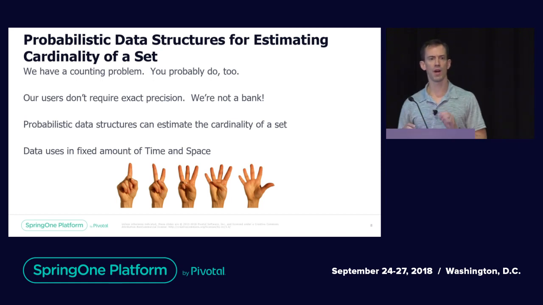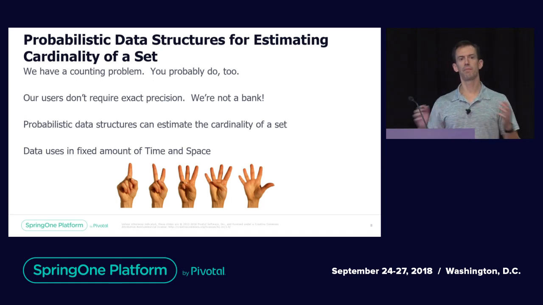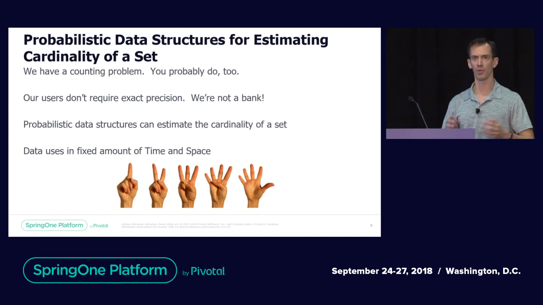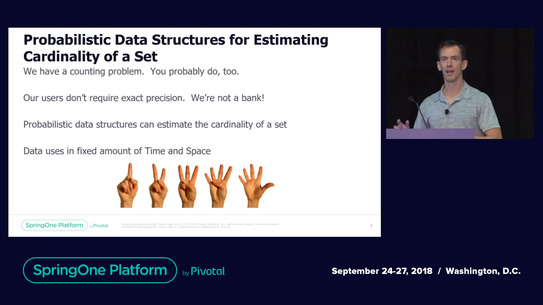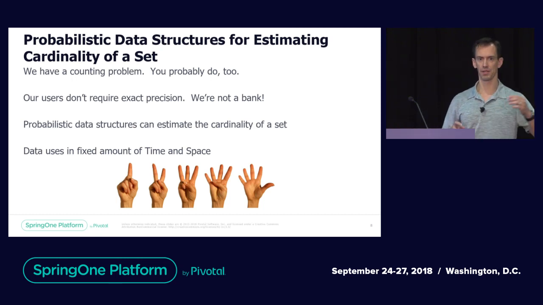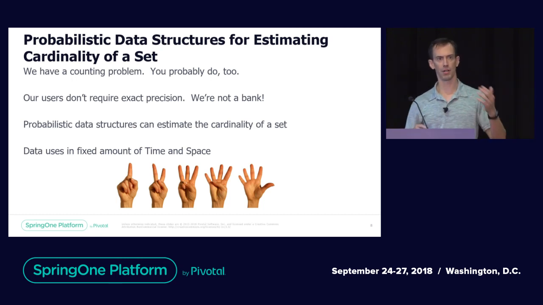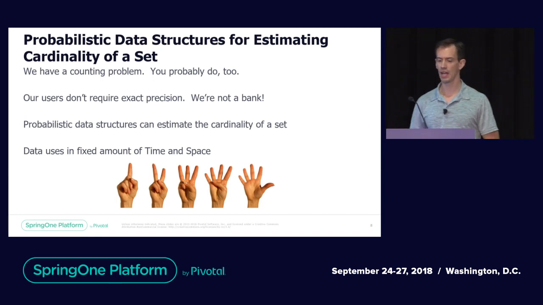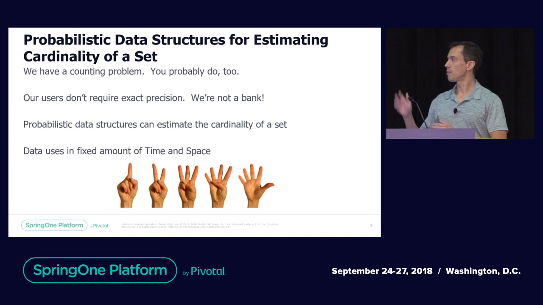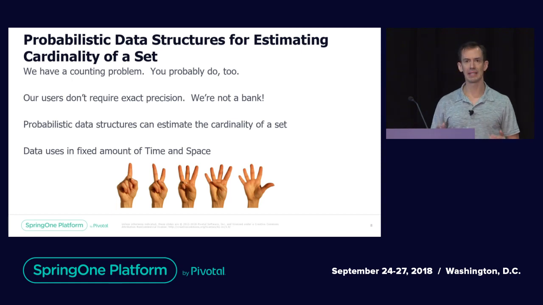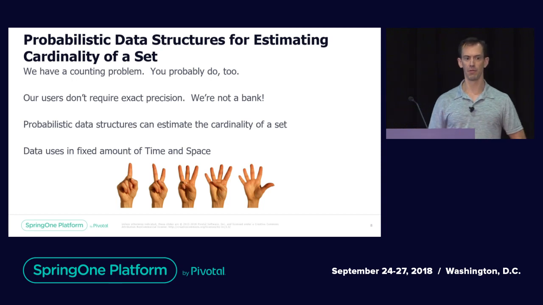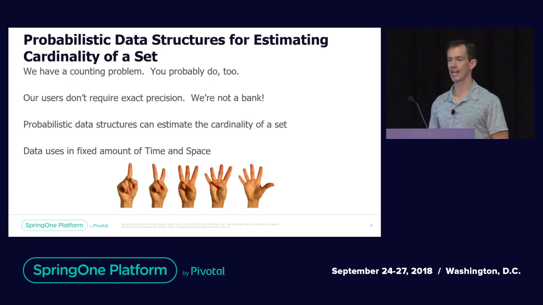Our users don't require exact precision. We're not a bank. If your bank told you you have approximately $10,000 in your account, well, that's not good. But if we said approximately 10,000 female Democrats hit your site yesterday, that's close enough, right? We don't need to know that there's exactly 10,382. These probabilistic data structures can estimate the cardinality of a set, that is the number of unique items in a set, the number of unique IPs that hit your website yesterday or anything like that.